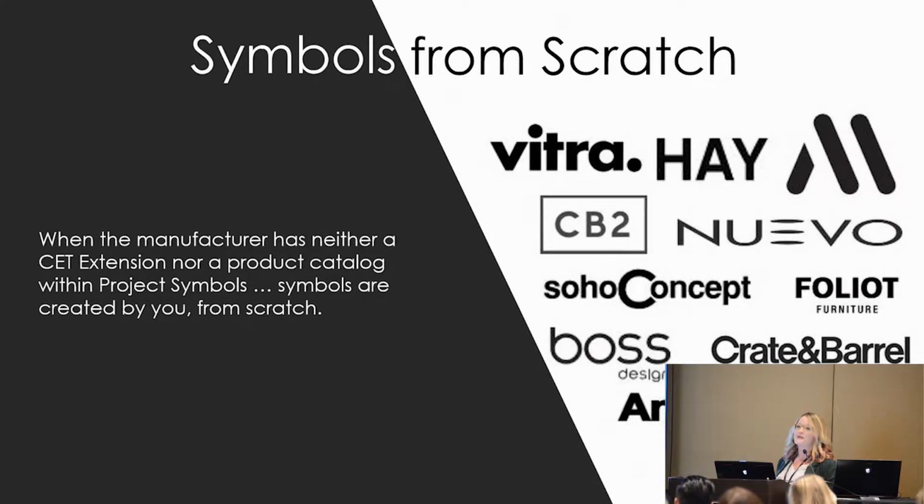So what does that even mean, right? Everybody in here has furniture extensions. You have all these catalogs you have access to, extensions, project symbols, but inevitably there's going to be a day where you're faced with this dilemma: I have to spec this piece of furniture, and there are no symbols for it in either an extension or in project symbols. Then you're going, okay, how am I going to do this in CET? That's when you're faced with having to create your own symbols, which is what we're calling symbols from scratch.